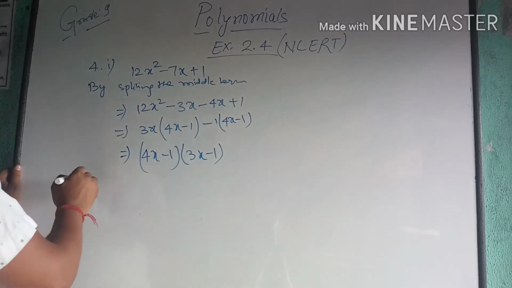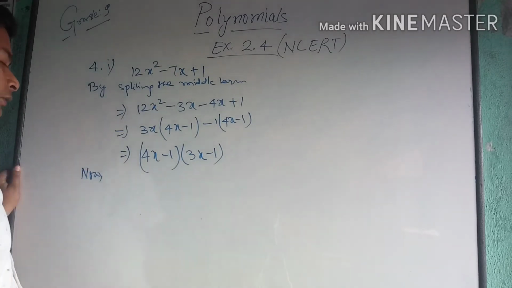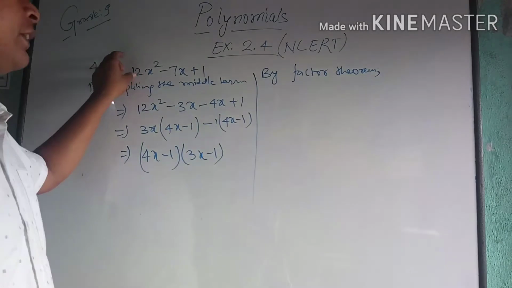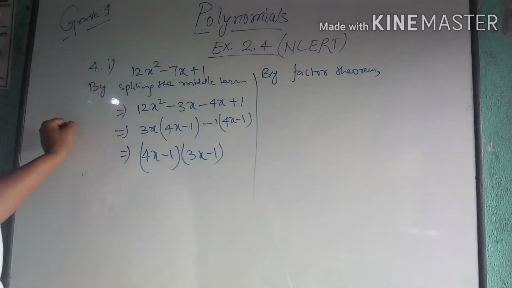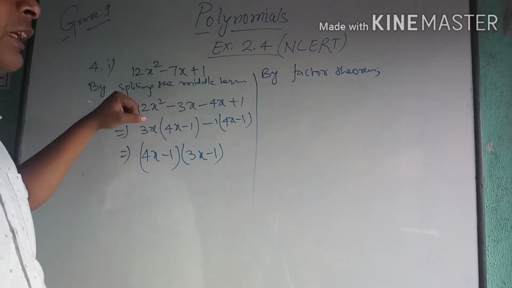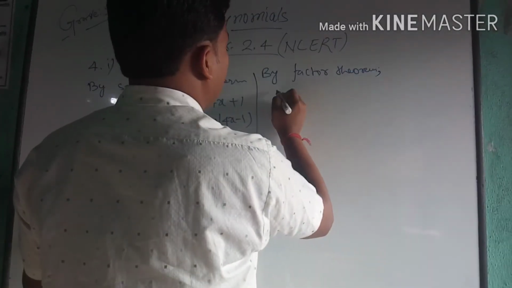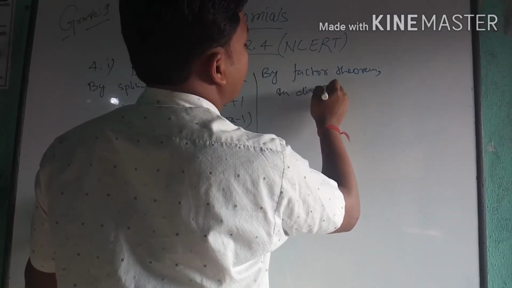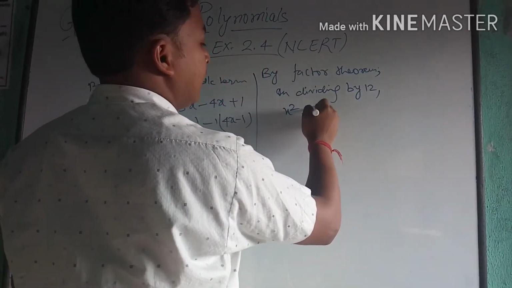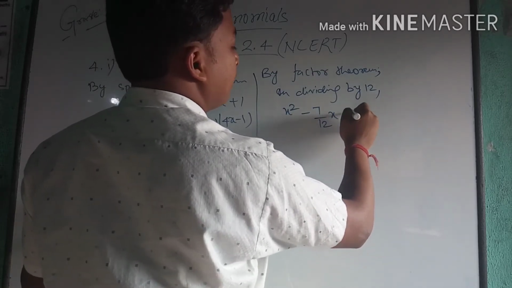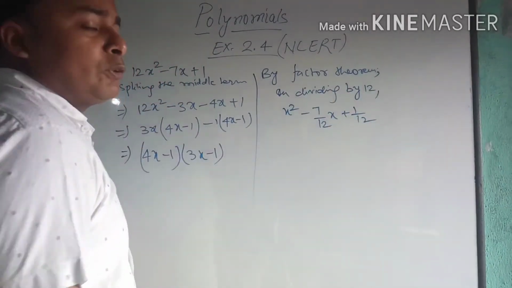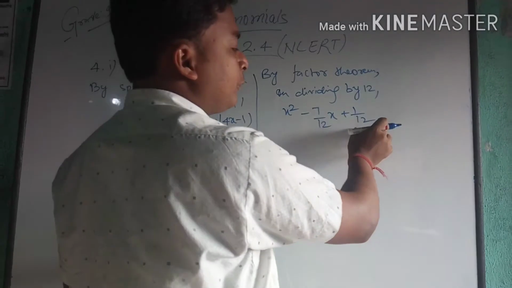Now if we go for the factor theorem, how can we solve with the factor theorem? Here my dear, in the a part it is 12, so it is quite easy that we should divide the entire equation by 12, so that our a becomes 1. On dividing by 12, what do we get? X square minus 7 by 12x plus 1 by 12. Now here the a value is 1, b value is minus 7 by 12, and c value is 1 by 12. So we have to factorize this part.